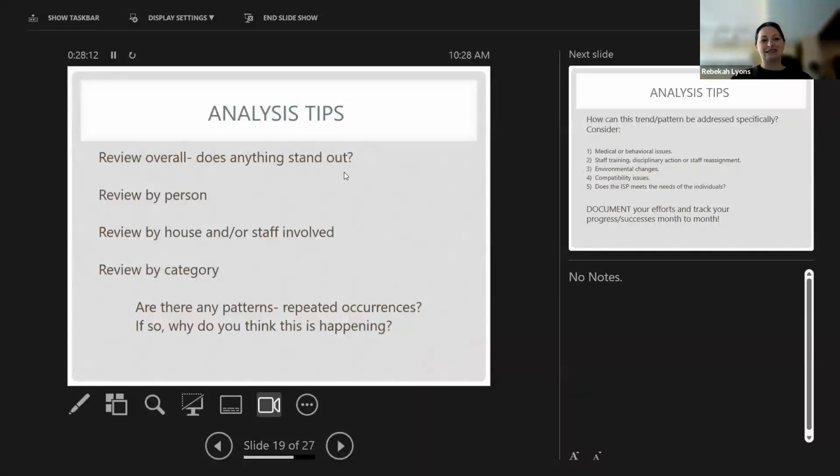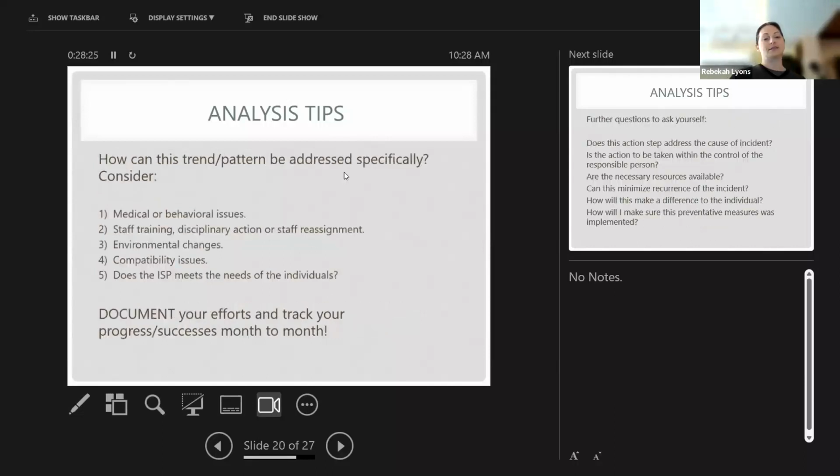Our people are not in a bubble, so we can't protect them from everything, but we want to do the steps that we can to keep them safe. So with these repeat occurrences, why do we think that's happening and how can we address it? Things to consider would be medical or behavioral issues, staff training. Maybe you have a rogue staff doing whatever they want, not following the plan.